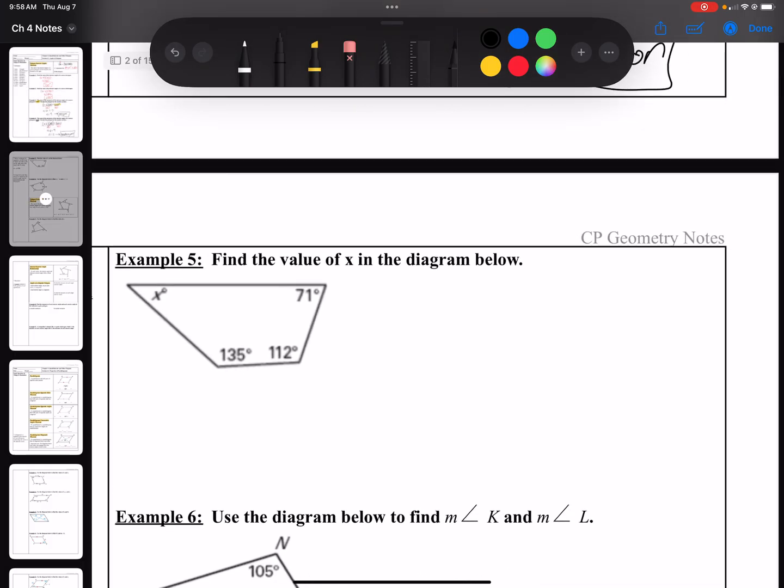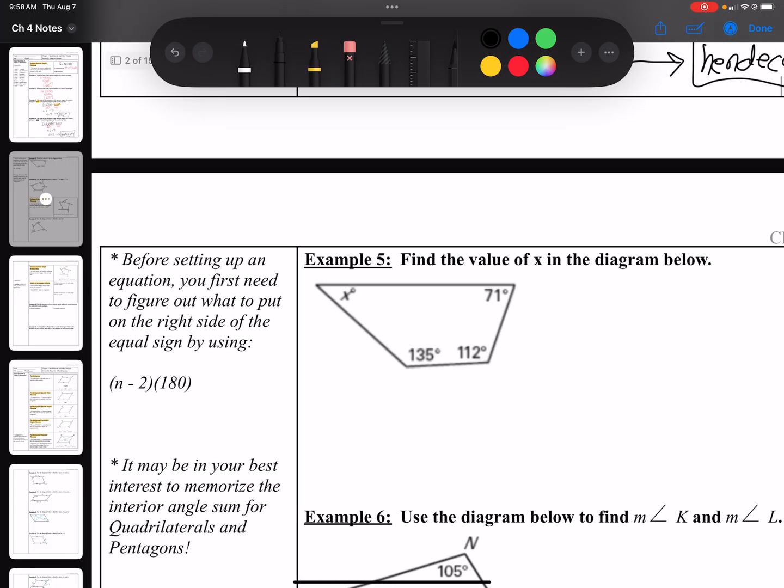Find the value of x in the diagram below. Okay, this is a 4-sided figure. x is an angle on the inside of a 4-sided figure. So those angles have to add up to something. So before we set up an equation, we first need to figure out what those angles add up to. Well, it's got 4 sides. Four minus 2 is 2. And 2 times 180 is 360.